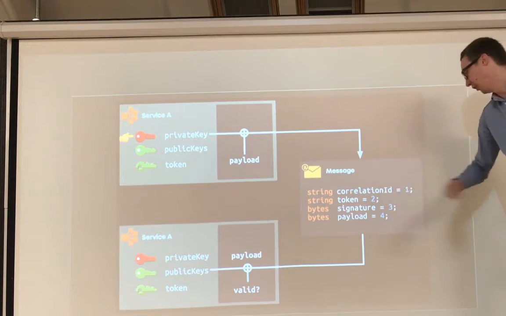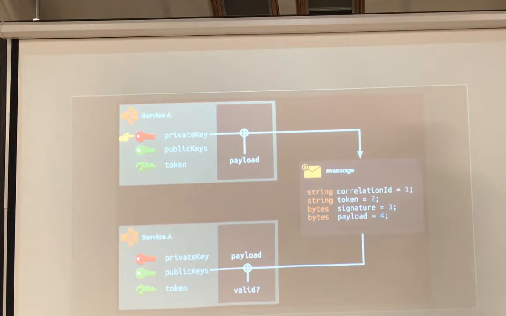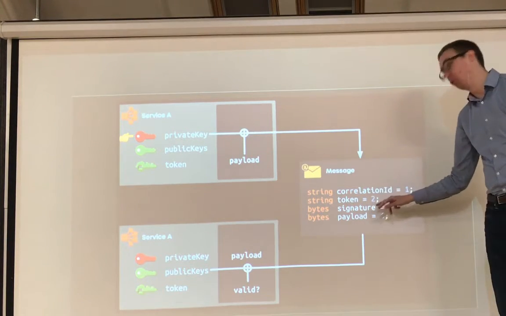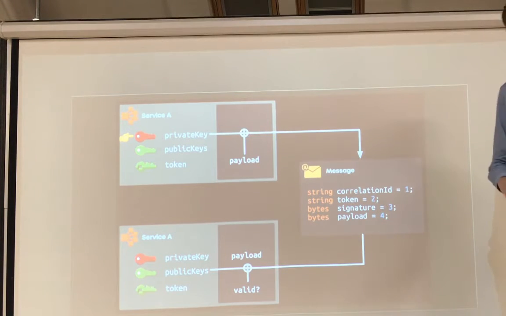We also have this token, and think about this in terms of JSON Web Tokens, because that's what we actually use as it happens. And you know what, these two fields don't have to be separate, but they are in this diagram.